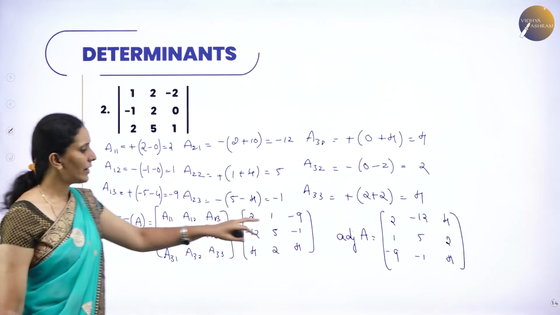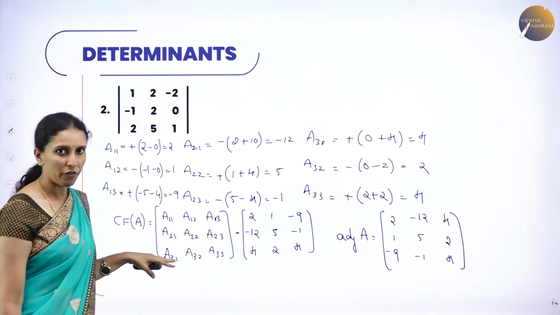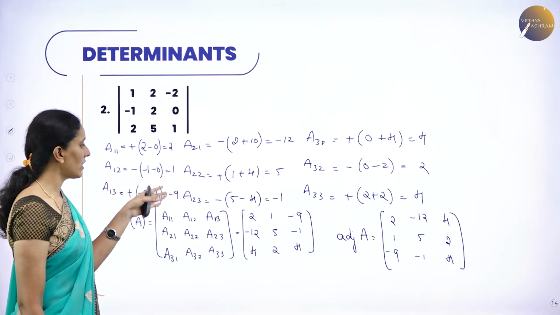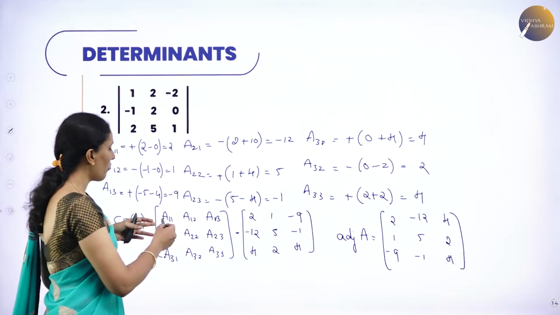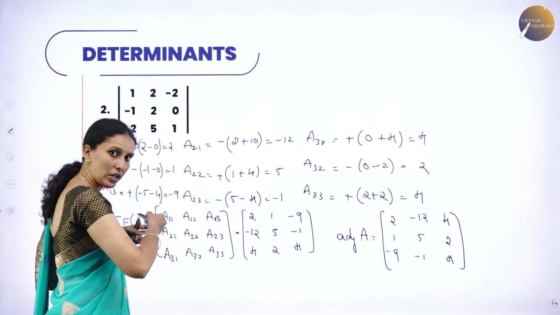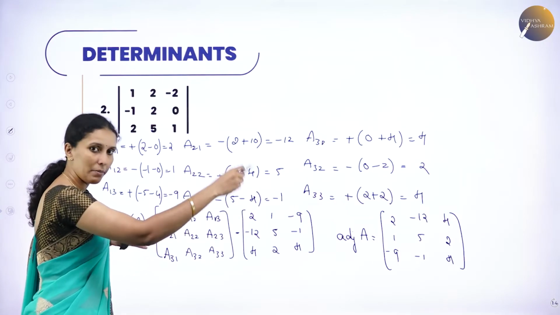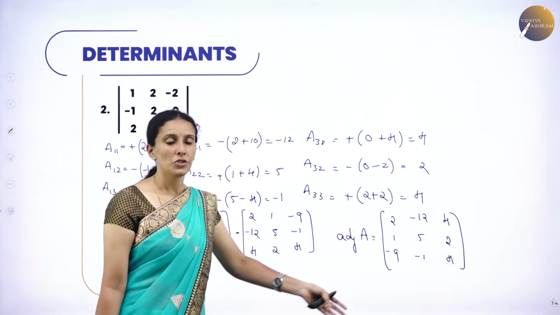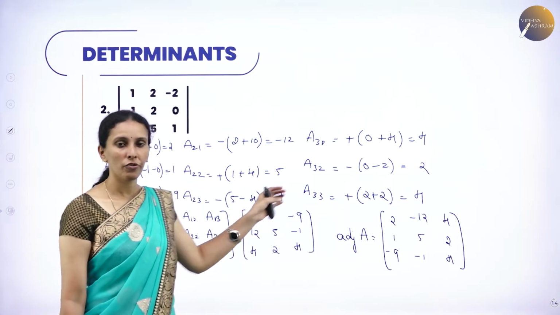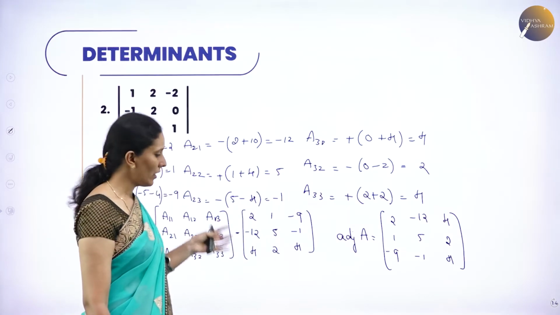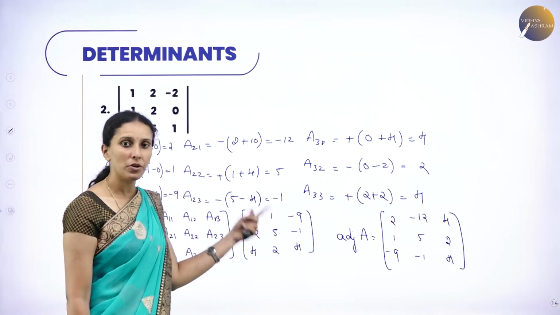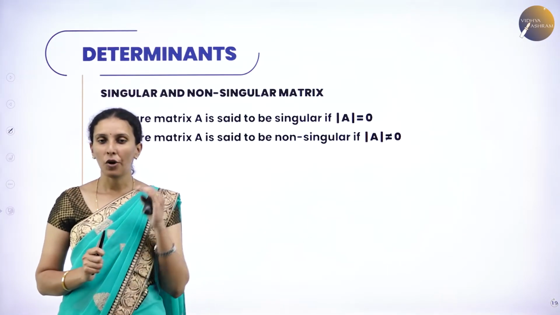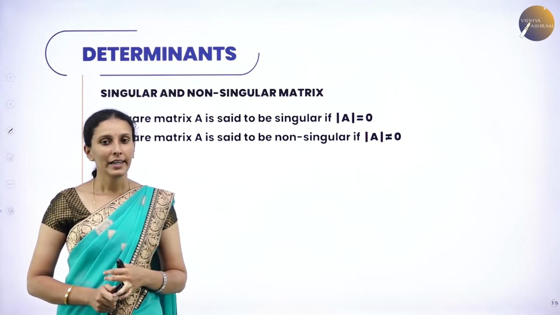We can also write adjoint A directly without writing the cofactor matrix. Since you know all the elements A11, A12, A13, instead of writing A11, A12, A13 in a row form, if you write all the elements in a column form, that itself is the adjoint matrix again. So no need to write the cofactor matrix to find the adjoint. Or if you want to write the cofactor, transpose it, then you can get the adjoint of A. So now we have known how to find out the adjoint of a given matrix.